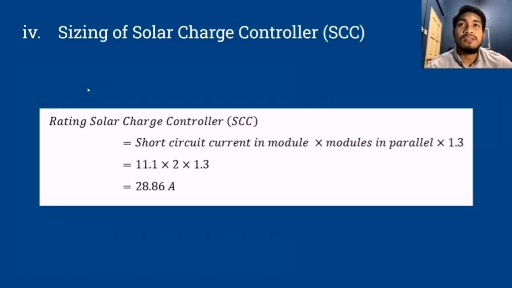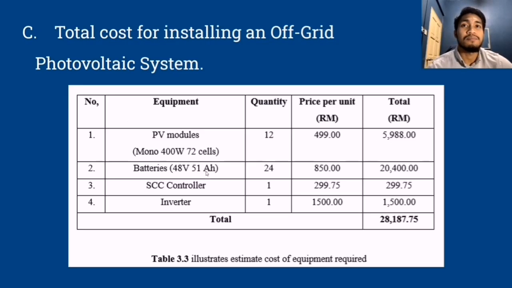For the sizing of the solar charge controller, using this formula, we multiply the short circuit current of the module and the modules in parallel, and multiply with 1.3, and we obtain 28.86 ampere. The last is the total cost of installing an off-grid photovoltaic system.